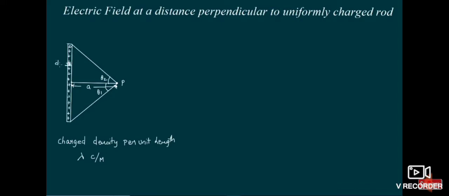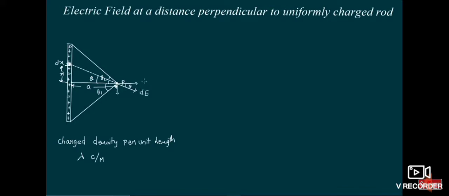Now let us consider a small distance dx. It is at a distance x meter from the center point of the rod. Now we draw the line from dx to the point P. The distance from dx to the point P is represented as r, and the angle made by the line dx and P is theta. So the electric field intensity for the element dx is given by dE, which is made at the angle theta.